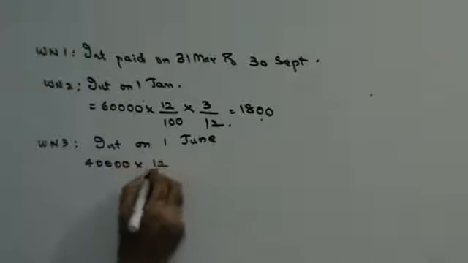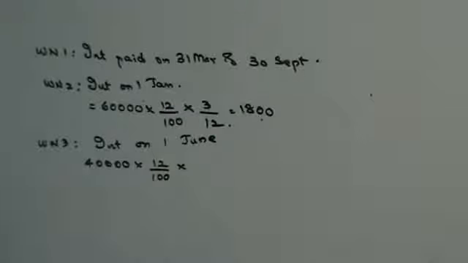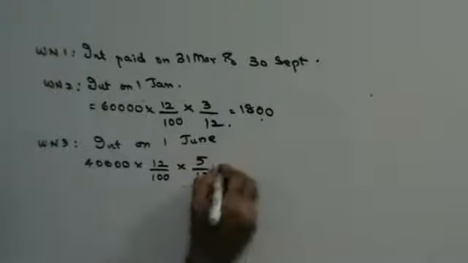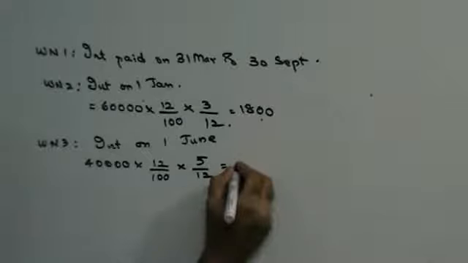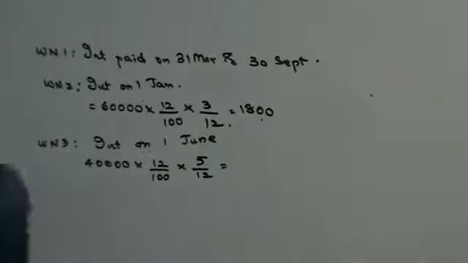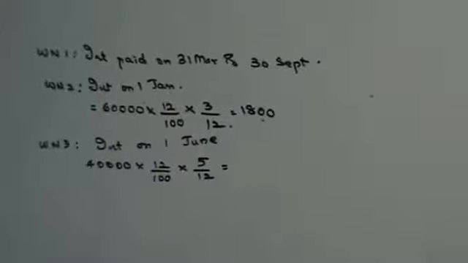The interest rate is 12%. Check the closest previous date. The last date when you paid interest was 30th September. From 30th September to 1st June is 5 months. We have to have 31st March before that. 2 months.